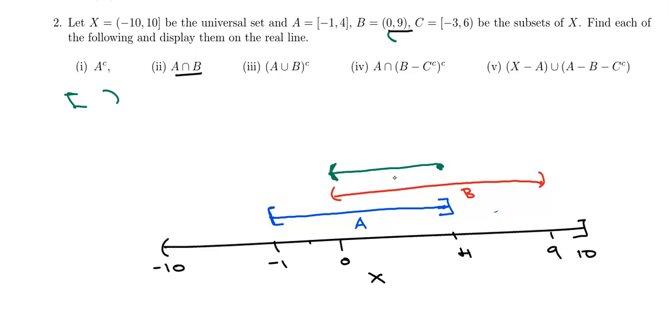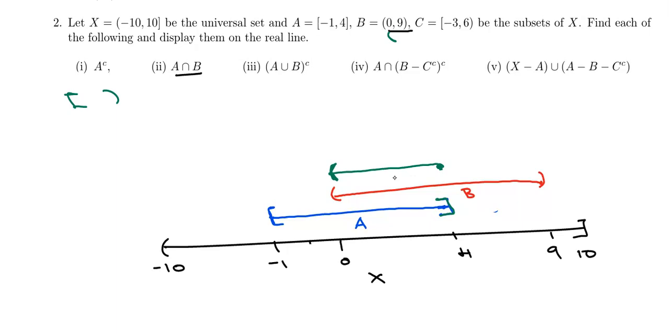What about this part? 4 is part of A, that's why it is included here. And at the same time, it is part of B because it is in between B. You can see it is in between B. B is running from 0 up to 9, and 4 is in between here.